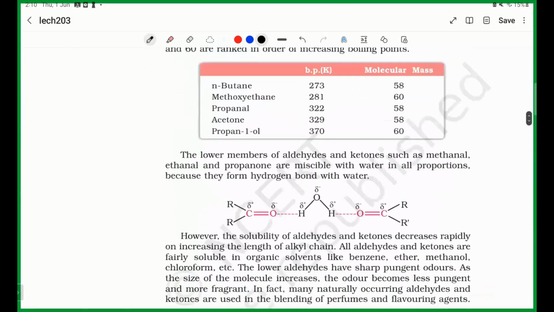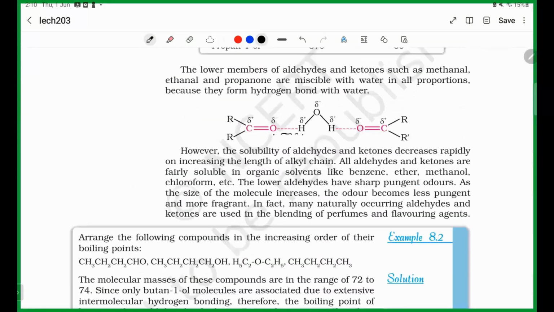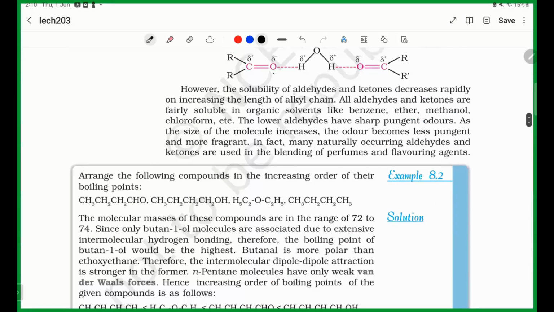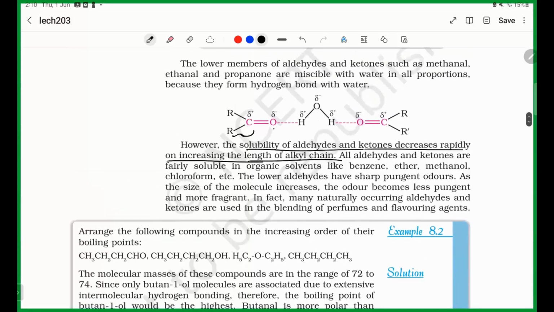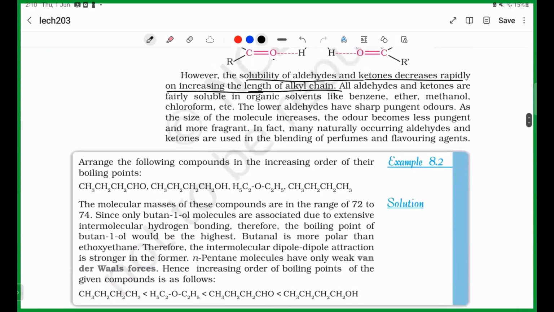So this is about solubility, how this kind of hydrogen bonding can increase the stability of ketones. One important fact to keep in mind is that the solubility of aldehydes and ketones decreases rapidly with an increase in the alkyl chain. This is because the alkyl chain is hydrophobic in nature. You cannot have hydrogen bonding with a carbon and a hydrogen. So the more carbon atoms you have, you're increasing the hydrophobic nature, and you're definitely decreasing the solubility.